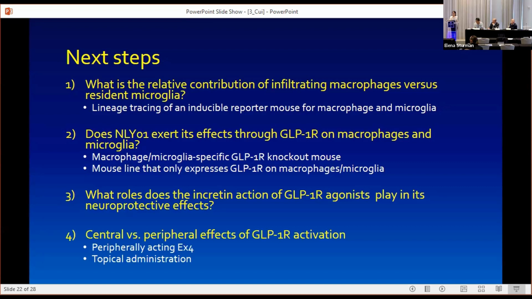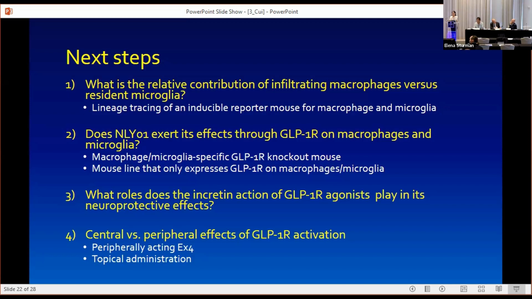Finally, we know that this receptor is widely expressed both in the periphery and the central nervous system. So we want to look at what is the central versus peripheral effect of GLP-1 receptor activation. So we're going to do this by using a peripherally acting exendin-4. So we're going to conjugate the exendin-4 to a B12, which will limit its action in the periphery, does not allow it to go into the central nervous system.